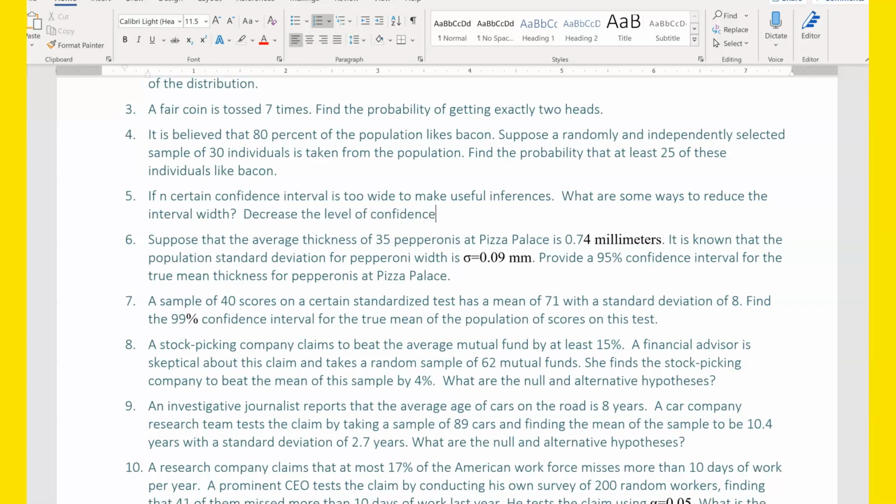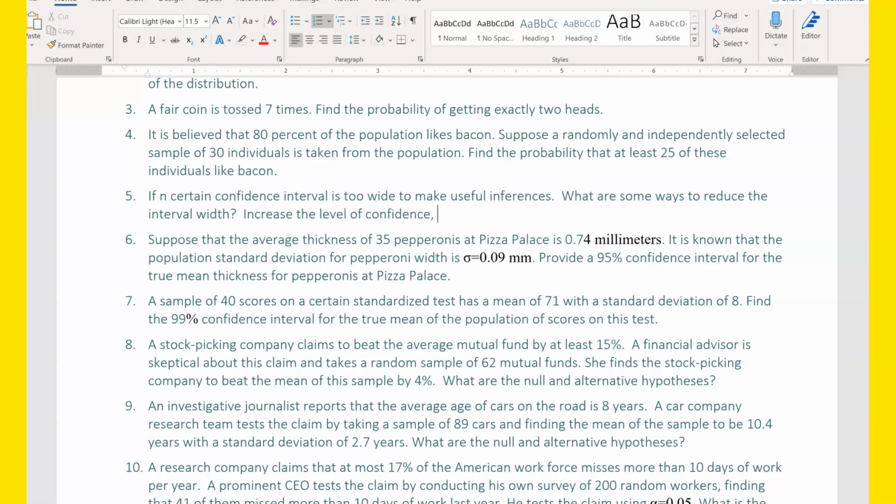Sorry, I said that backwards. If you want to reduce the interval width, you want to close it in, you could increase the level of confidence. Decreasing it makes it wider. Decreasing the level of confidence makes the interval wider. Increasing the level of confidence makes it tighter.